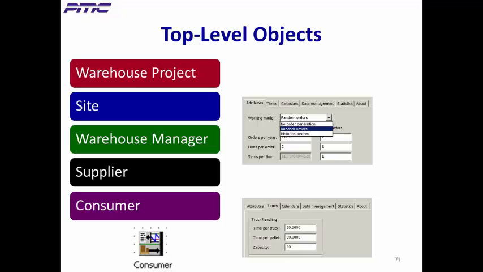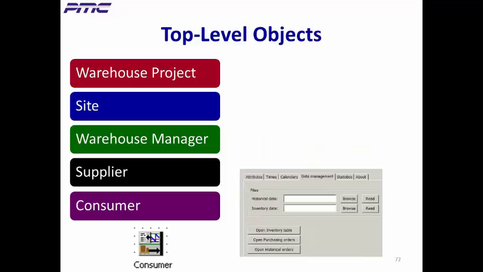The consumer models the place where articles from the warehouse are delivered. In plant simulation terms, this serves as the drain for the model. It lets you specify the working mode like random orders, no order generation, or historical orders, number of orders per year, lines per order, items per line, and truck handling. Data management options like historical and inventory data and open purchasing orders are also available.